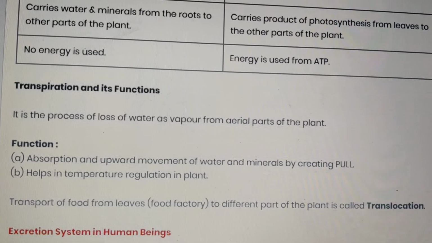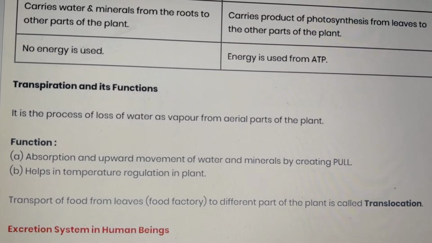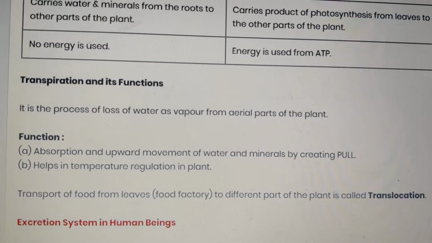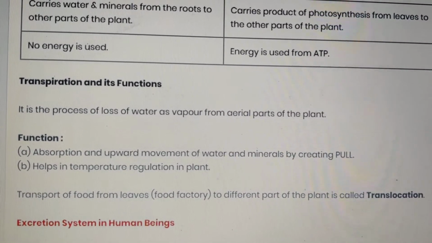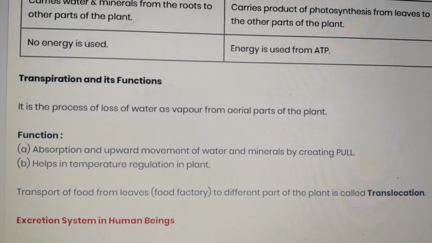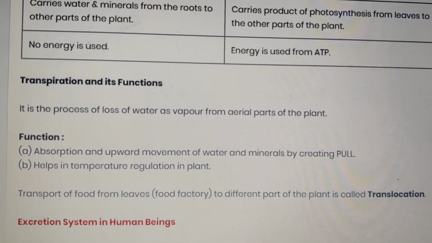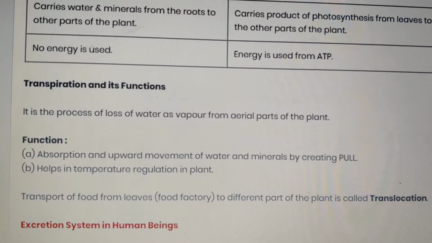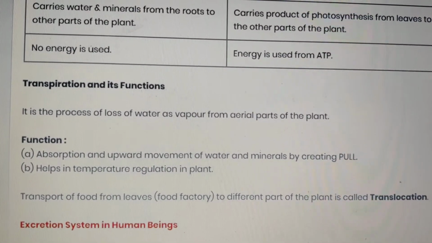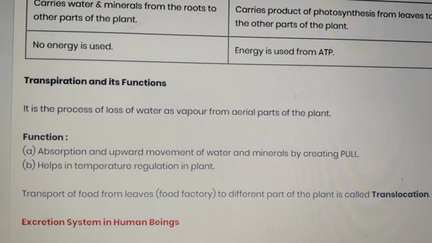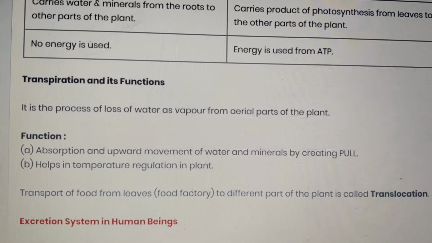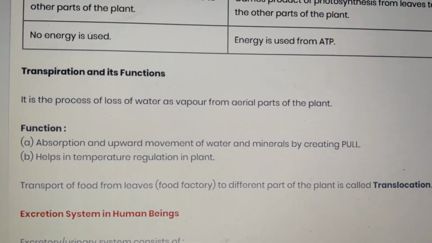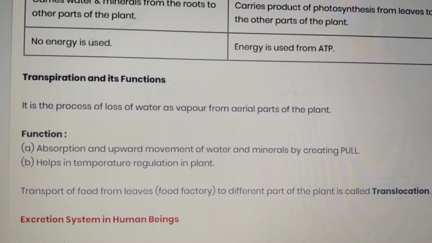Transpiration is the process of loss of water as vapor from the aerial parts of the plant. Function: it helps in the absorption and upward movement of water and minerals by creating a transpirational pull. This pull, which is exerted by the stomata and evaporation, is termed the transpirational pull. It also helps in temperature regulation of the plant.